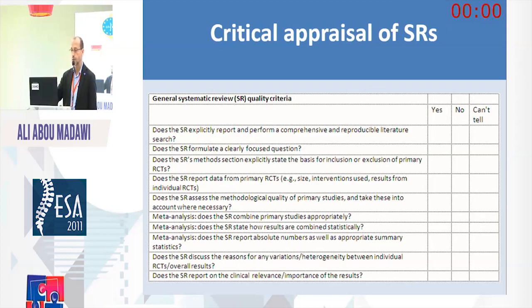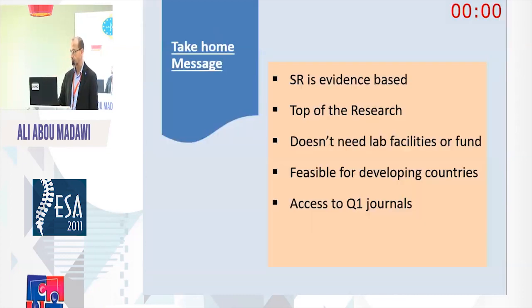The message from this presentation is to show that systematic review is evidence-based medicine. It is the top of the research. It does not need lab facilities or even funds to do lab research. It is feasible for developing countries with a lack of lab facilities, and it could be an access to a Q1 journal.